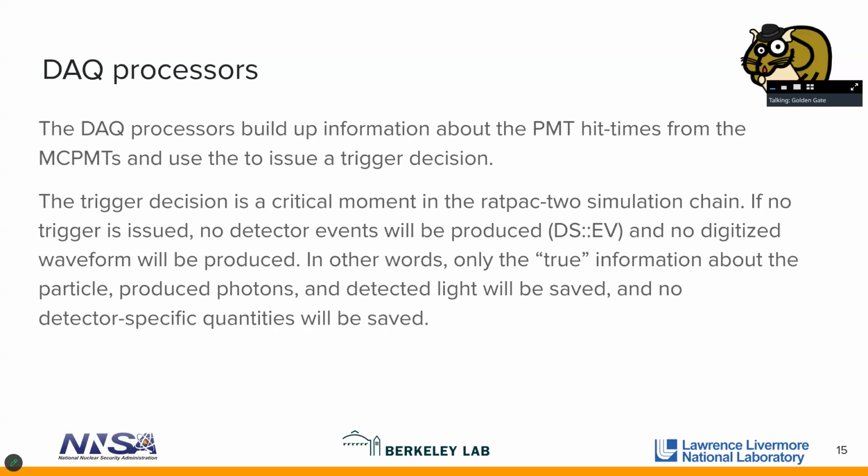So yeah, you'll hear this several times in ratpac. We distinguish between the true quantities, we use that word a lot, which is the true information about what occurred in the detector, and then the detector quantities, which are everything the electronics would produce by processing the information from a photoelectron.